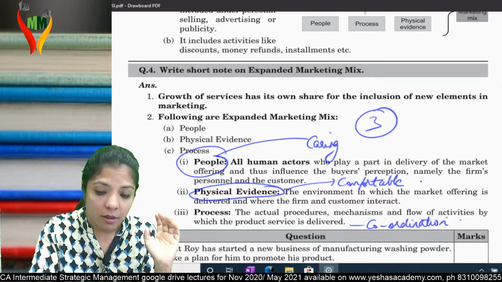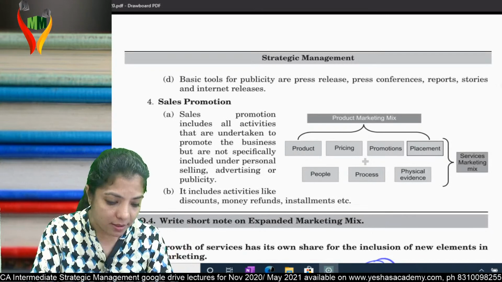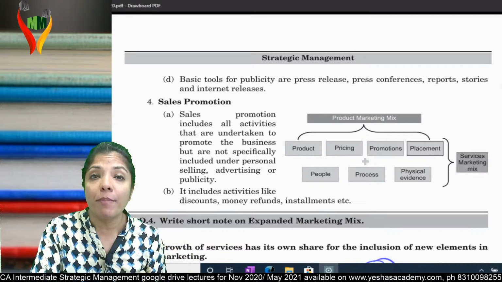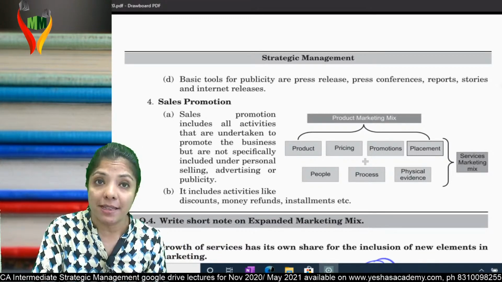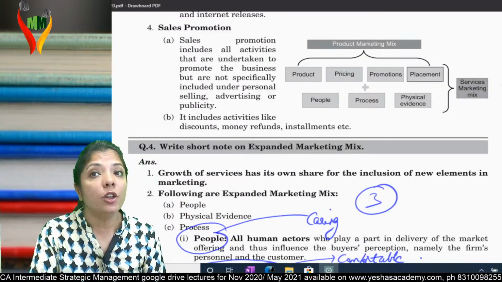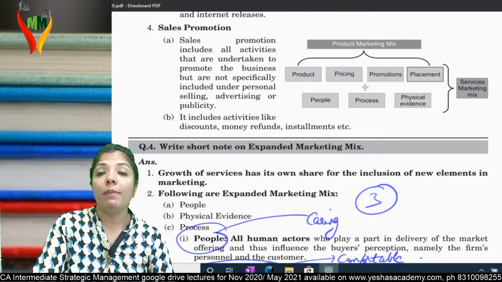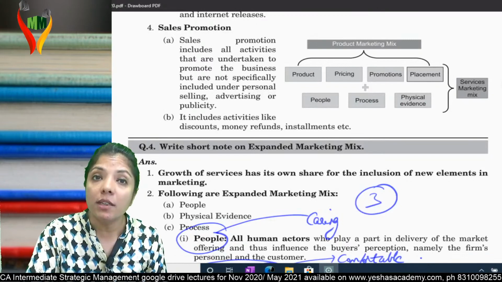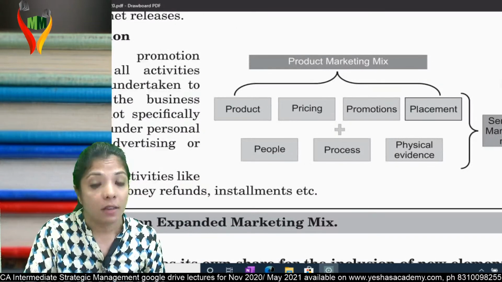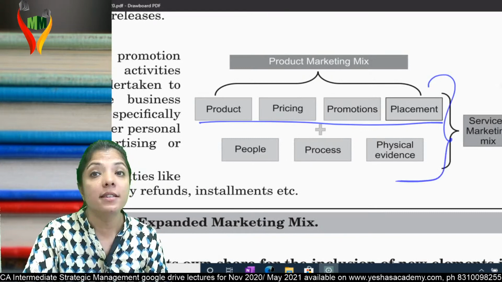Write the first question: What do you mean by product marketing mix? And write the next question: What do you mean by services marketing mix? See this diagram. When I say product, in product you have only 4. But in service you have all 7.